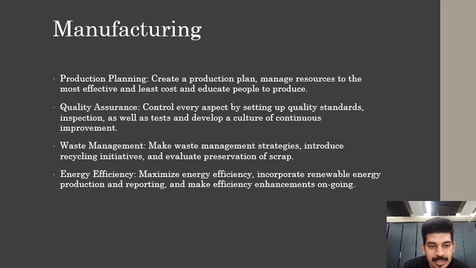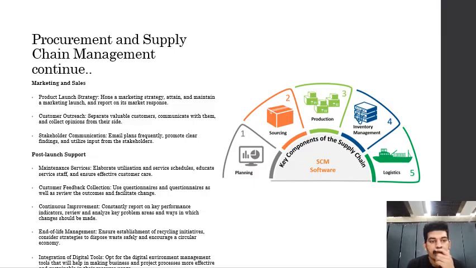So we must be concerned about quality assurance, controlling every aspect by setting quality standards, inspection and testing, and developing a culture of continuous improvement. For waste management, make waste management strategies, introduce recycling initiatives and evaluate the reduction of waste. Energy efficiency means maximizing energy efficiency, incorporating renewable energy in production, reporting and making efficiency enhancements ongoing. Okay, let's see next. Procurement and supply chain management continues.